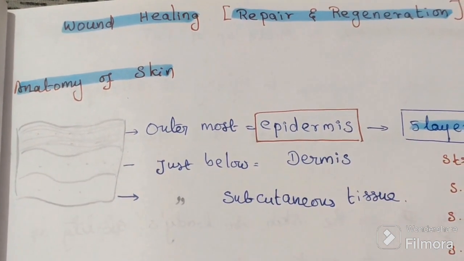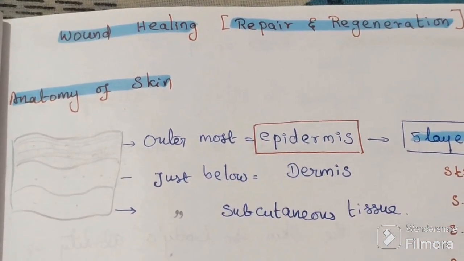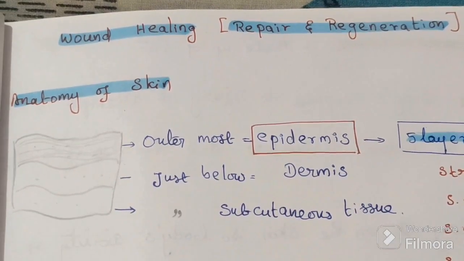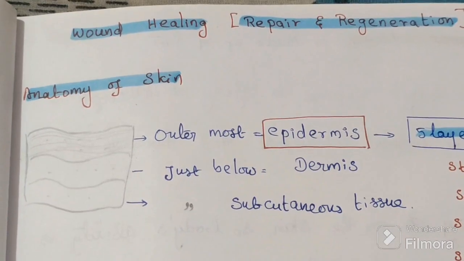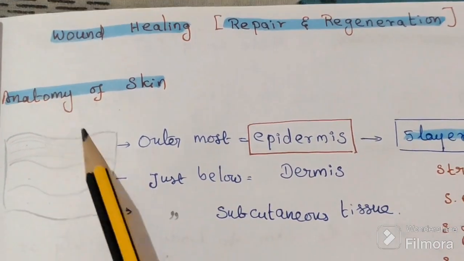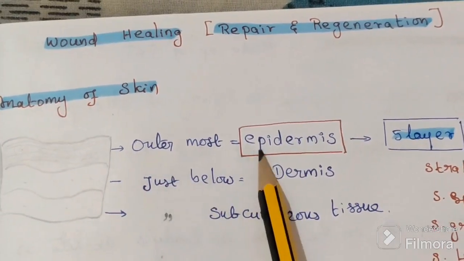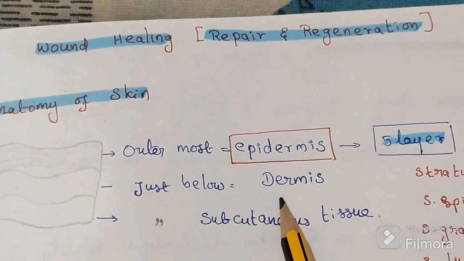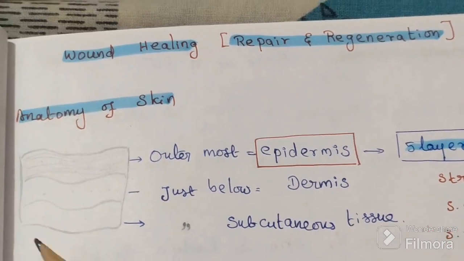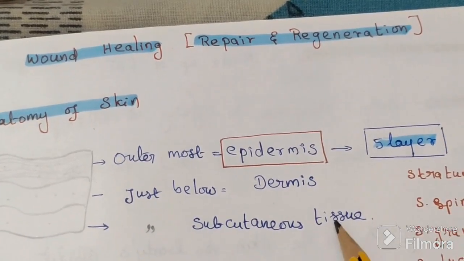Today's topic of discussion is wound healing, repair and regeneration of wound. First, let's see the anatomy of skin. It has three layers. The outermost layer is called the epidermis. Just below the epidermis we have the dermis. After that we have the subcutaneous tissue.